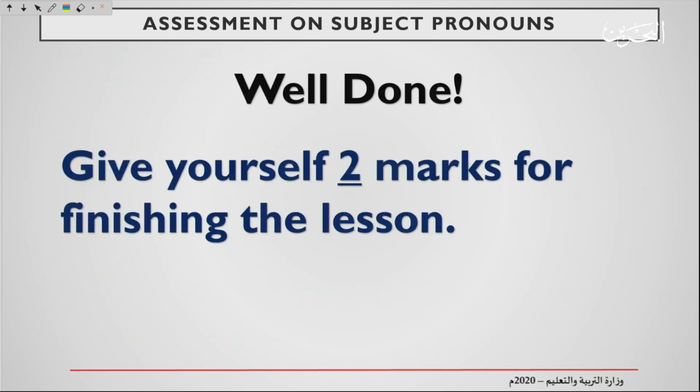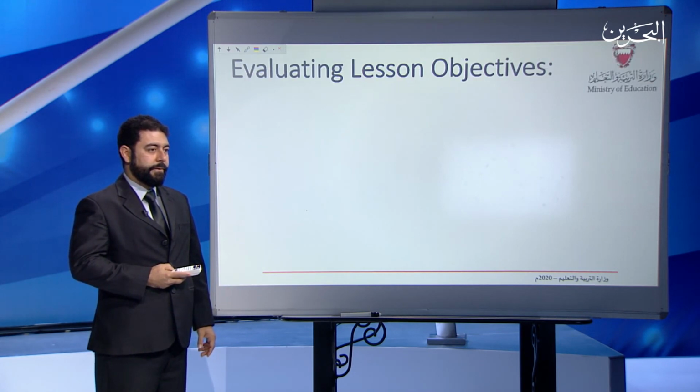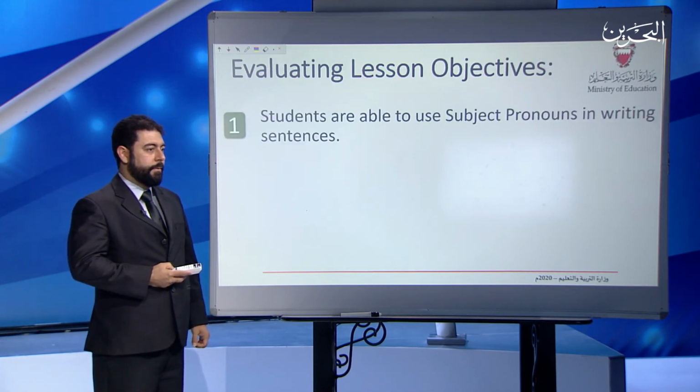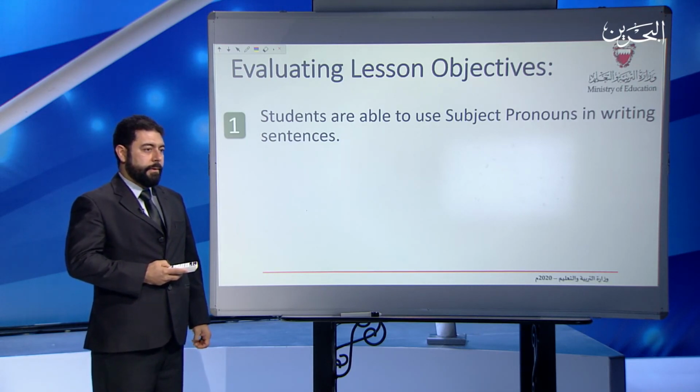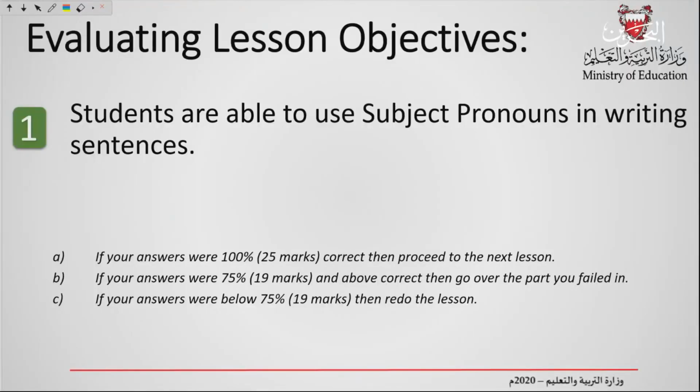Well done. Give yourself 2 marks for finishing the lesson. And please calculate all the grades you have today, all the marks, put them down out of 25. So 1, students are able to use subject pronouns in writing sentences. If your answers were 100% correct, it means 25 marks, then you can proceed to the next lesson. If your answers are 75%, 19 marks, and above, you can go over the lesson. If your answers were below 75%, 19 marks, then redo the lesson, please.